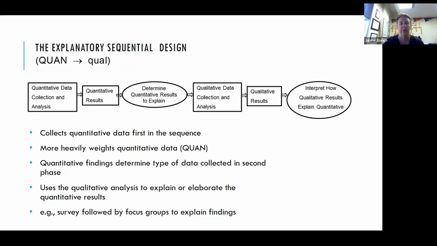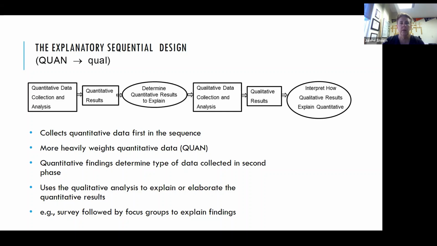So for example, you might send out a survey where students are answering questions, maybe on a Likert scale or something like that. And so we say the mean, the standard deviation was this or this. We can do t-tests and ANOVA to see if there's differences between the groups. But then we also do interviews or focus groups in the second phase to find out why people said what they said in terms of the quantitative data that we collected.